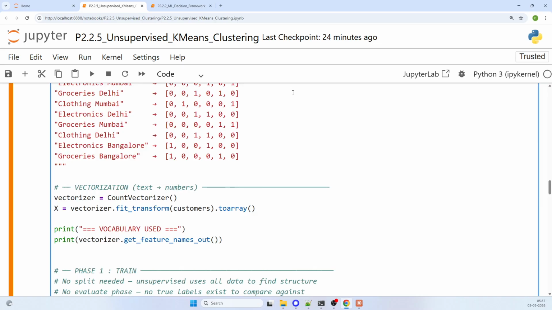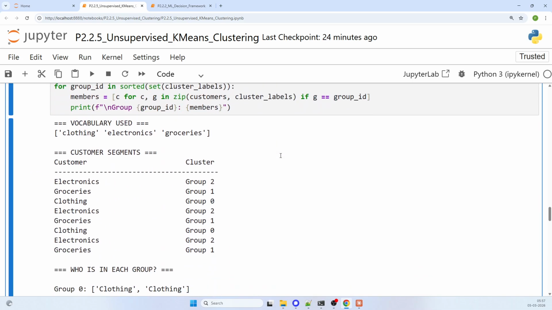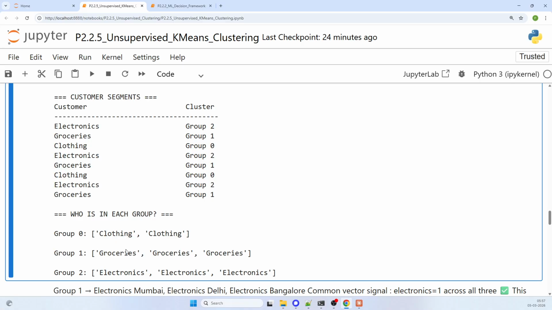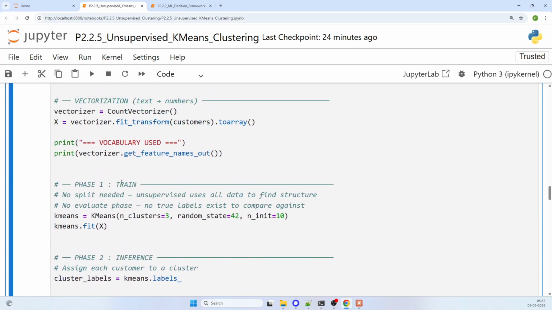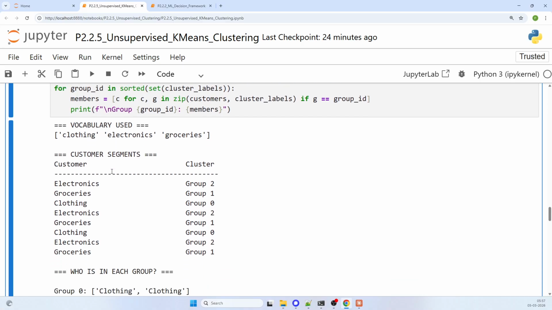let's see what's happening. Okay. So let's come down now. You see, now three groups are created. Group 0 clothing, group 1 groceries, group 2 electronics. So here it's very clear that the grouping is done based on goods. City is neglected because I don't have city information in the customers. So the more precise the customer information, the better the clustering will happen.